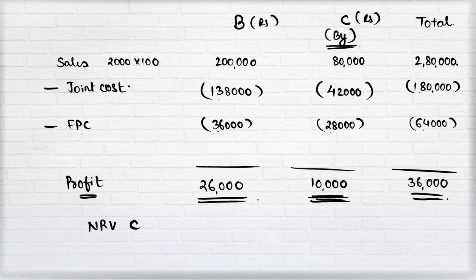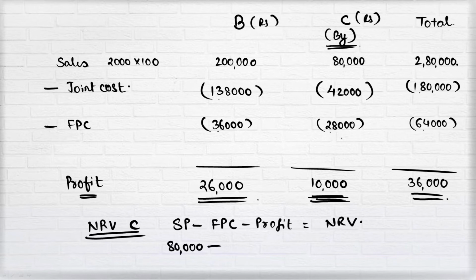And what is NRV of C? Please try to understand. NRV is selling price minus further processing cost, and I will even reduce the profit because it is appearing after split of point. Minus profit is nothing but NRV of C. What is selling price? 80,000 minus what is further processing cost? 28,000 minus profit. What is the answer? 40. And NRV of byproduct will be allocated to byproduct directly, no ratios. NRV of byproduct will be allocated to byproduct.